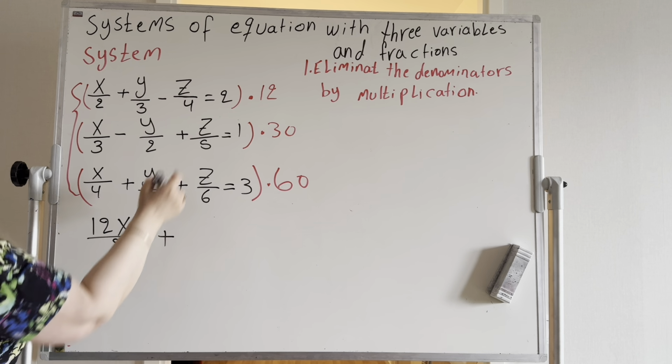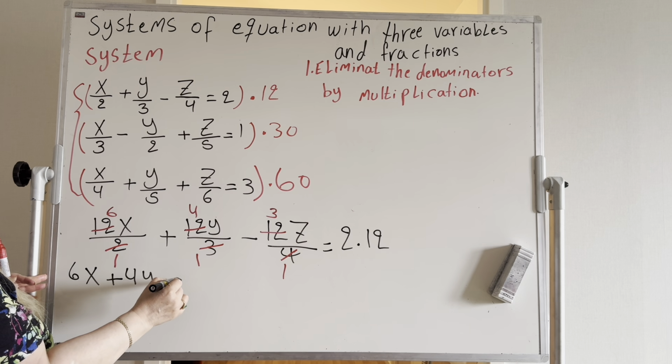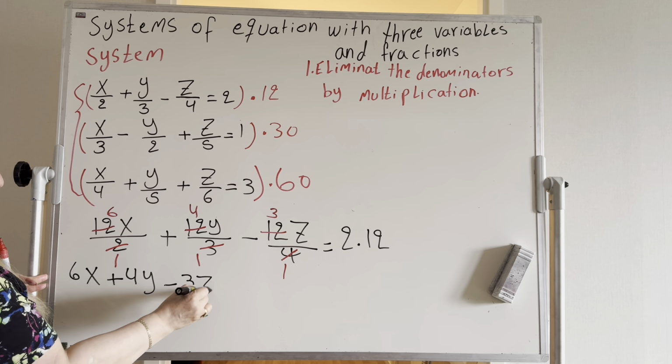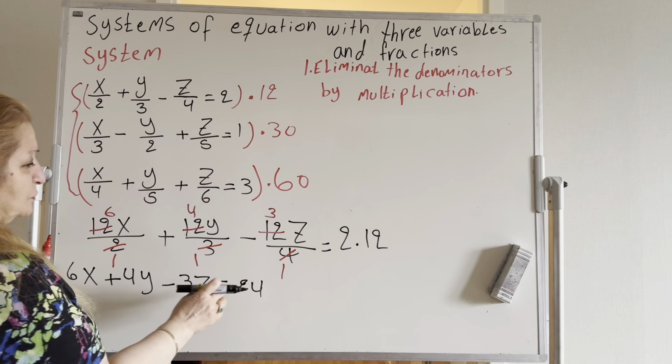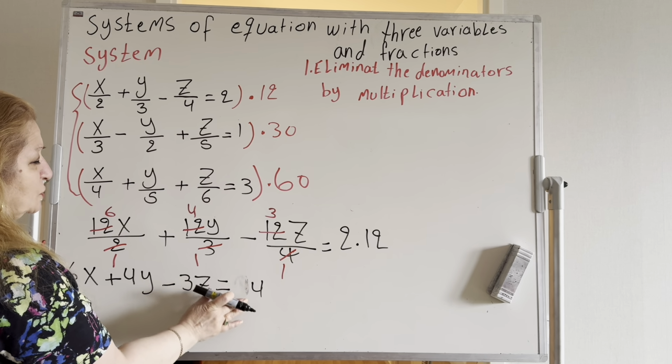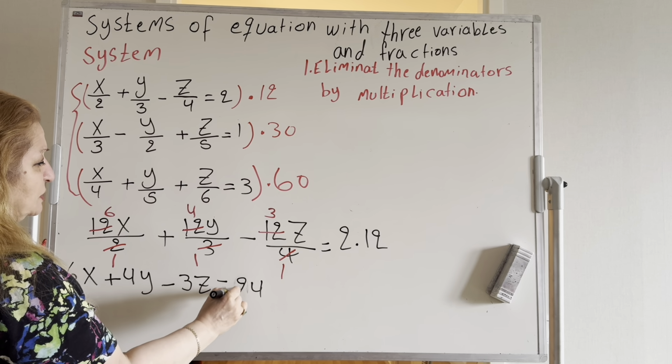So the first equation will be 6x plus 4y minus 3z equals 24, because 2 by 12 is 24.